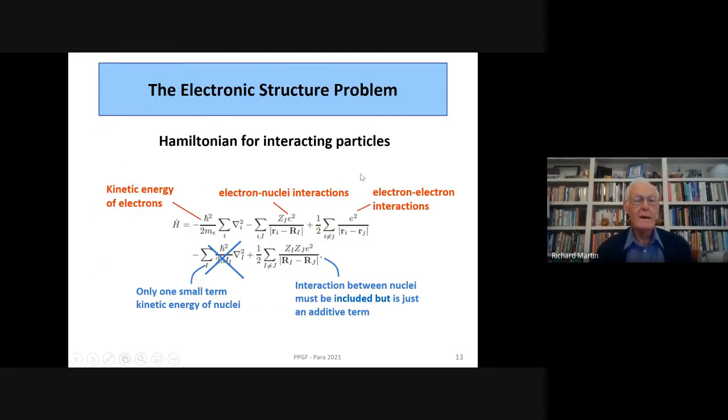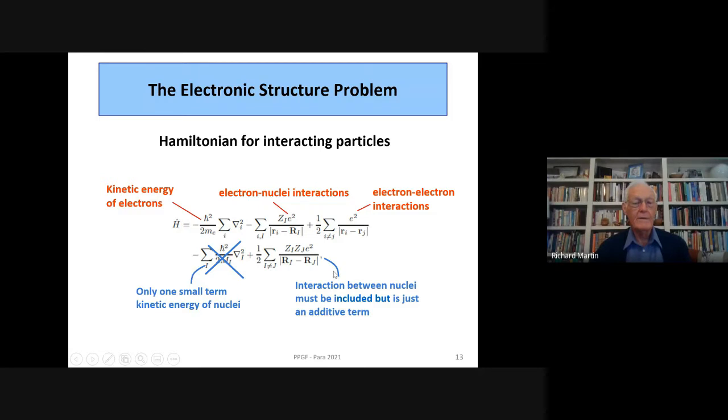So let's go back to the real original full problem. The Hamiltonian is the kinetic energy of electrons, the interaction of the electrons with the nuclei or with other external potentials, and electron-electron interactions, which is of course the hard part of the problem. The kinetic energy of the nuclei is quite small, and for our present purposes we just simply omit it, and it can be put in later by perturbation theory.